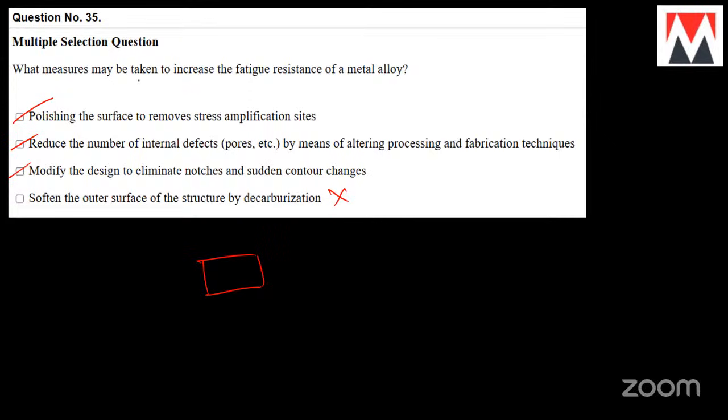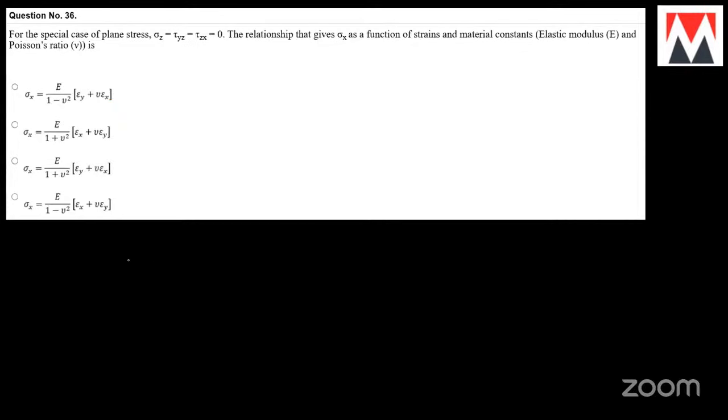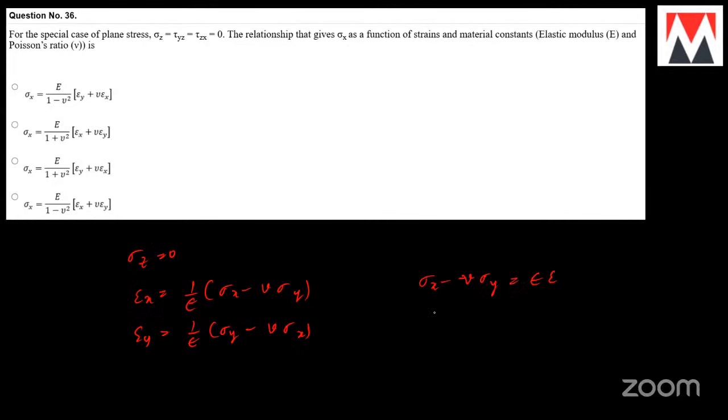Okay. So next one. For the special case, you have sigma z equal to 0 and again tau yz and tau zx are 0. The relationship is given as Ex equal to 1 by E into (sigma x minus nu sigma y). Ey is equal to 1 by E into (sigma y minus nu sigma x). So you can write sigma x minus nu sigma y equal to E into Ex. Sigma y minus nu sigma x equal to E into Ey.